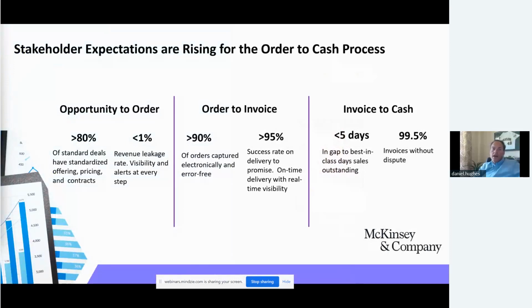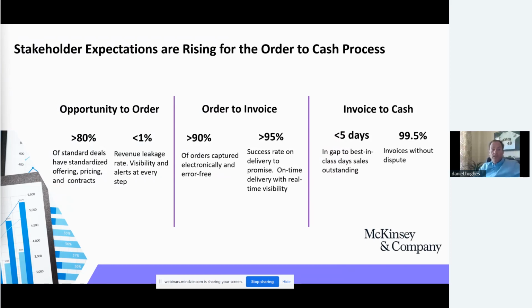So, as the economy is shifting, people are being tasked to do more with less. Stakeholders expect the order to cash process to function effectively and very efficiently. And McKinsey recently released a study that showed that leading organizations are building targets around 3 areas of their order to cash process. First is opportunity to order. Second is order to invoice. And third is invoice to cash.